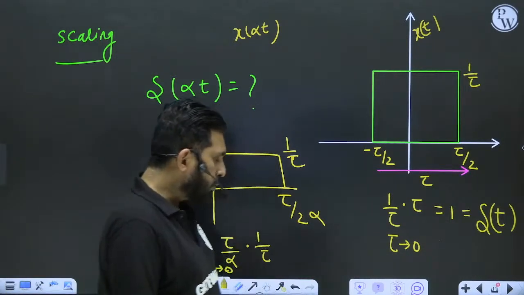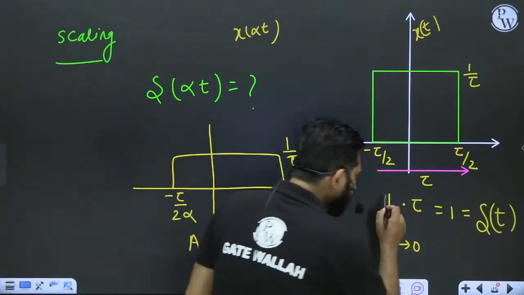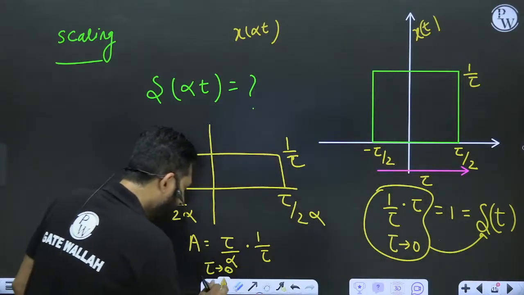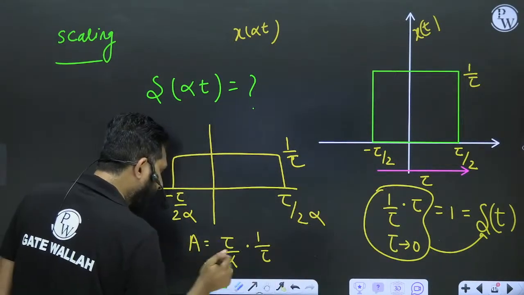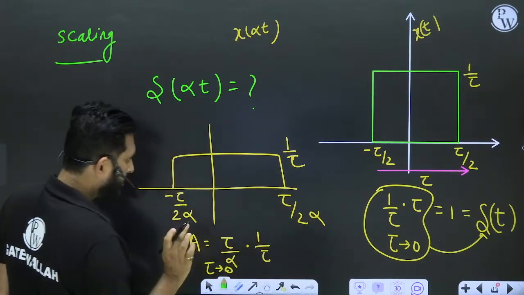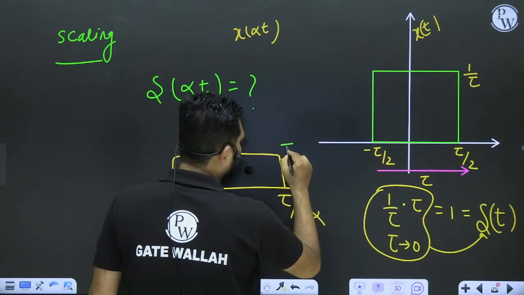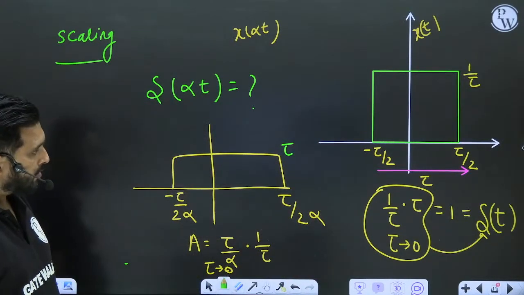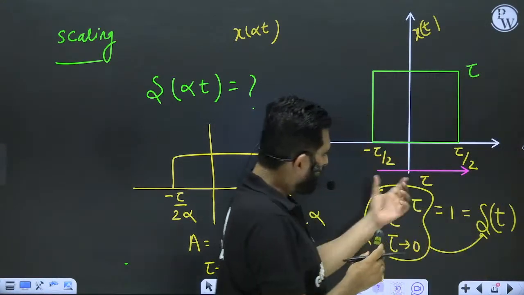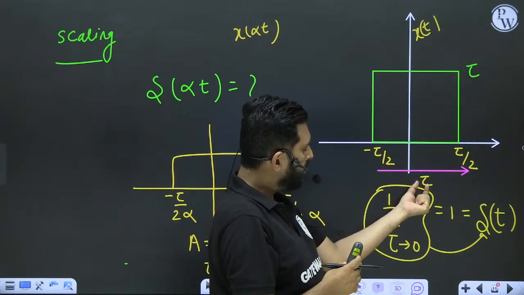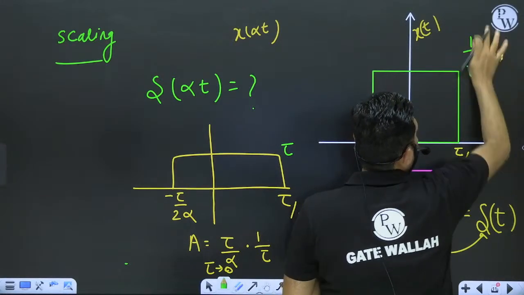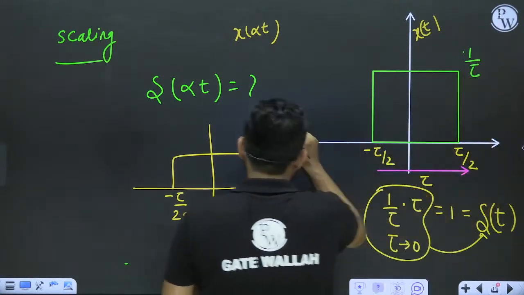So what I am saying is that, listen carefully, I am denoting this to be an impulse function. Not 1 by tau, it's tau. Height is tau, no? Sorry, I did a fundamental mistake here. This is 1 by tau only. Yes, 1 by tau only.